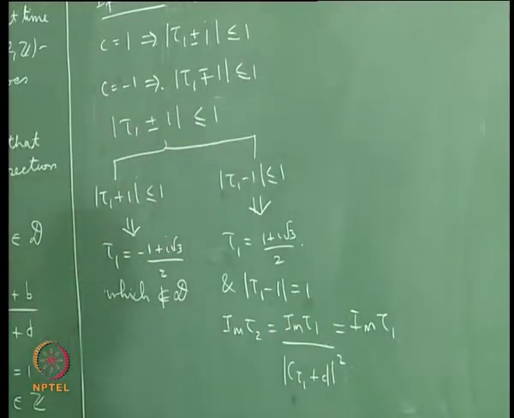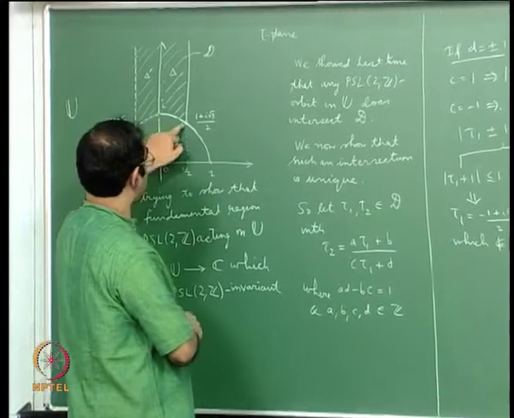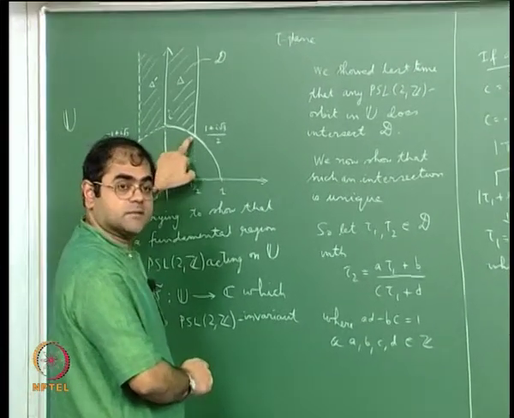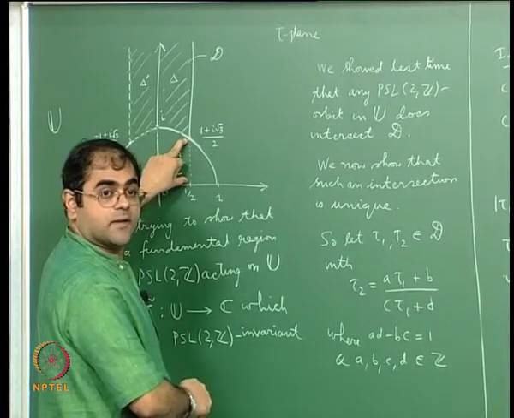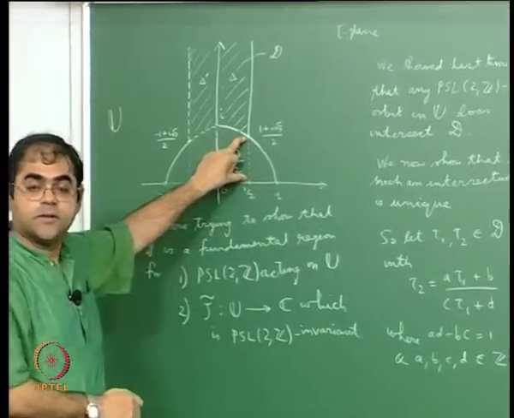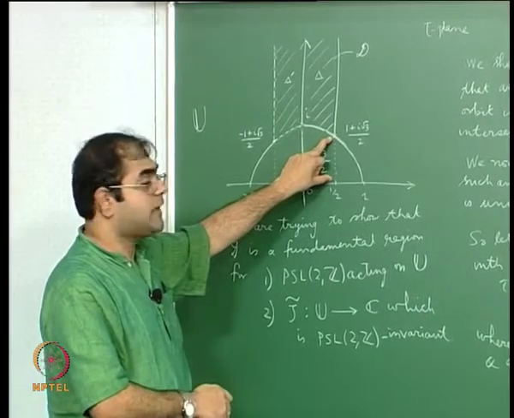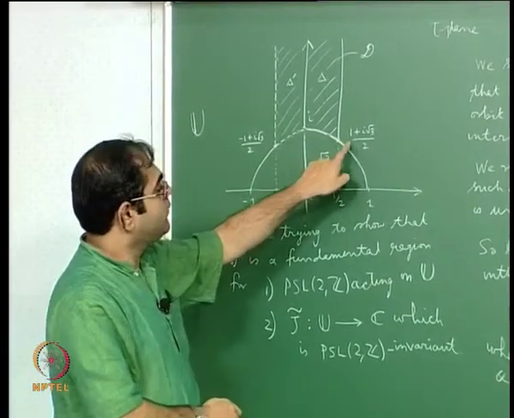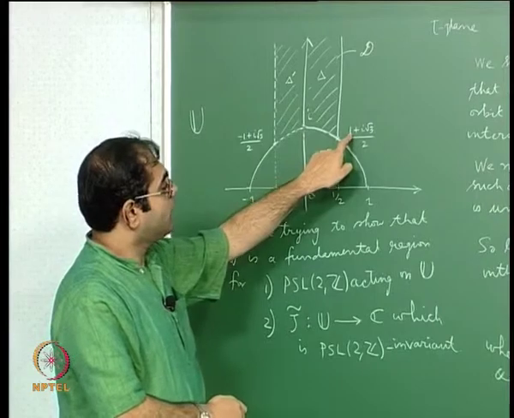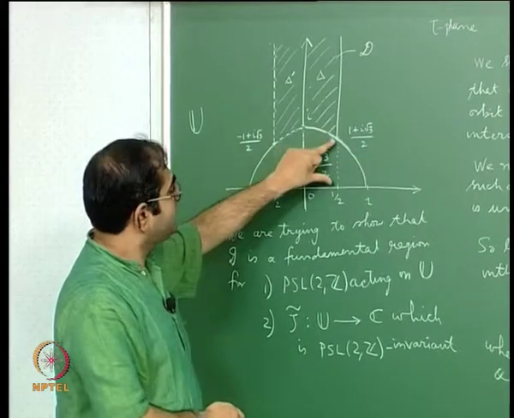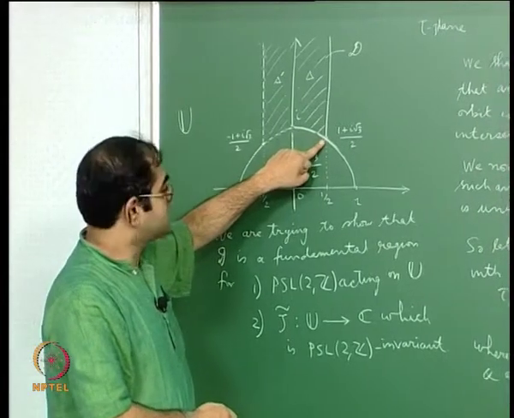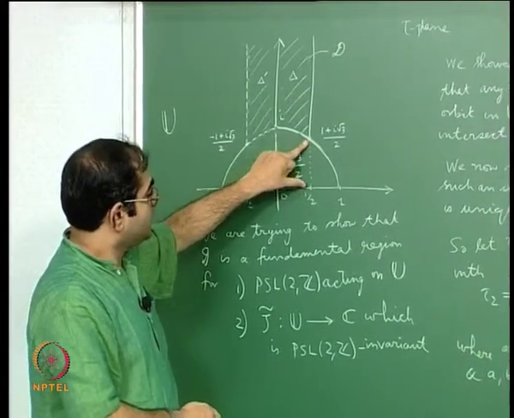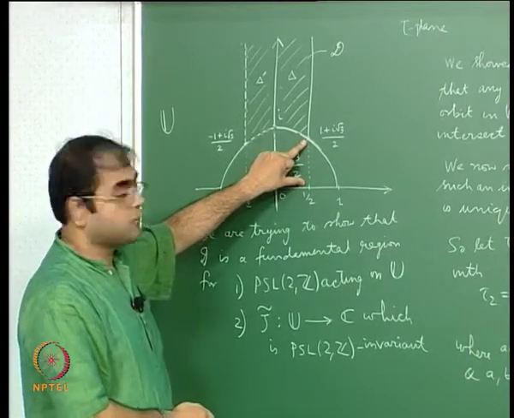So what you will get is that tau 2 and tau 1 have the same imaginary part, and the imaginary part is root 3 by 2. The only solution to that is that tau 2 is also equal to 1 plus i root 3 by 2, because this is the only point in script D whose y coordinate is root 3 by 2.